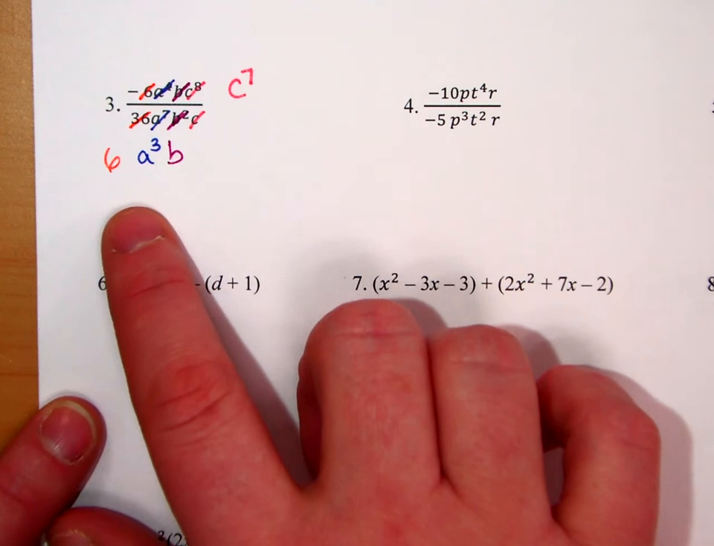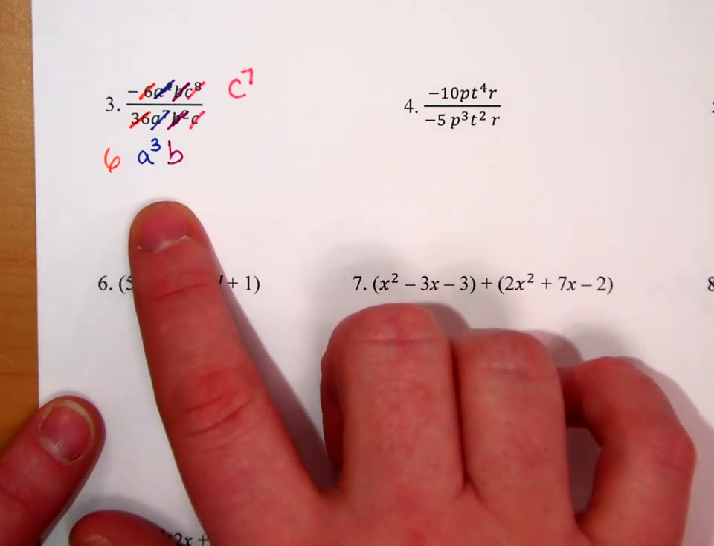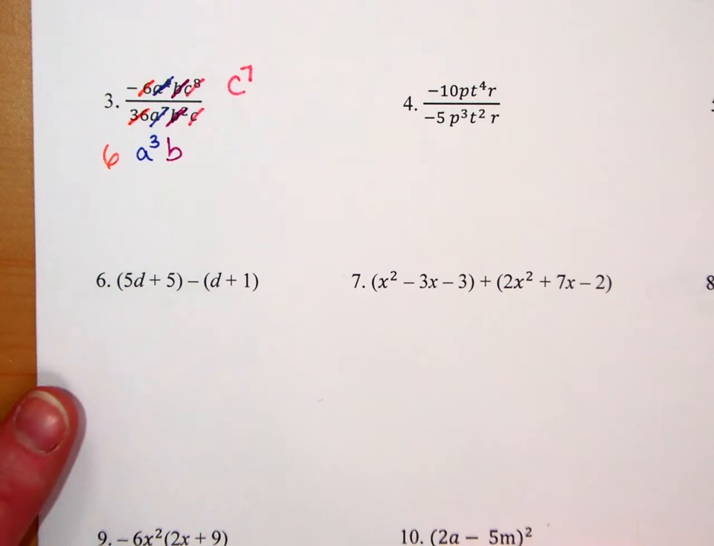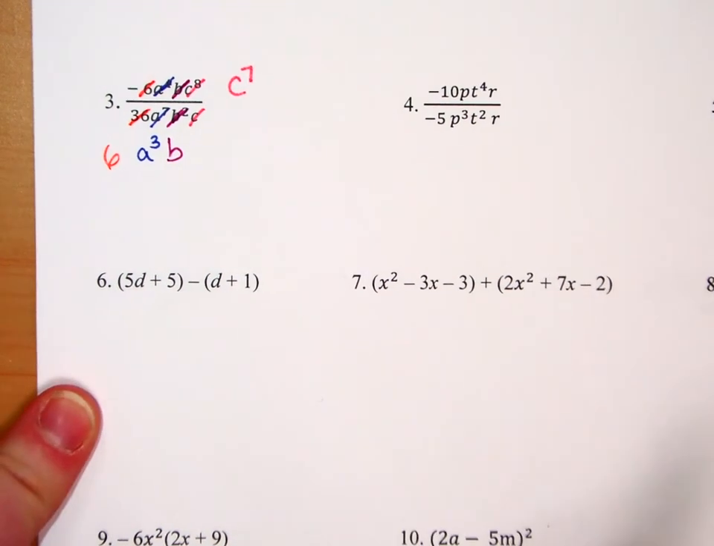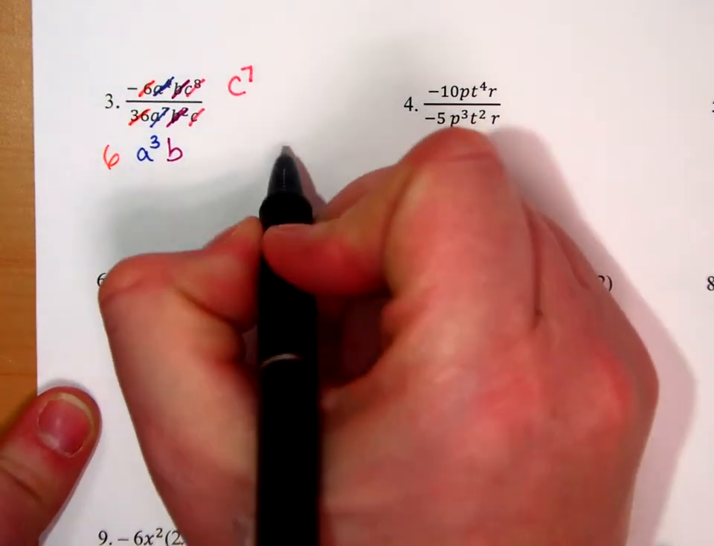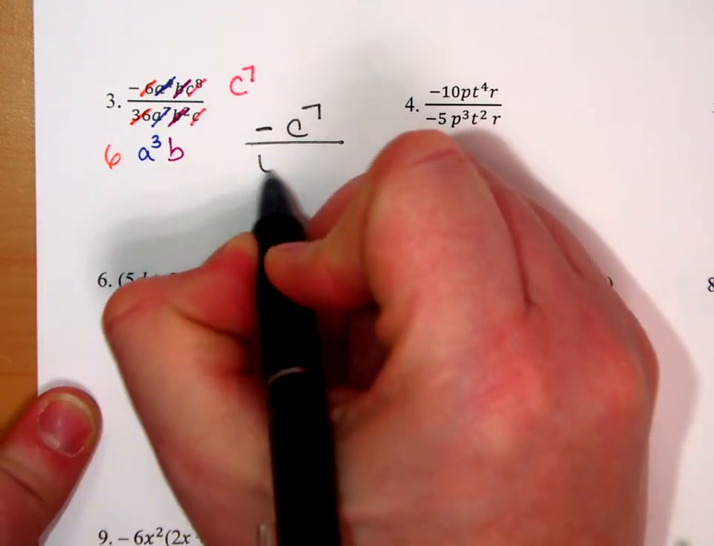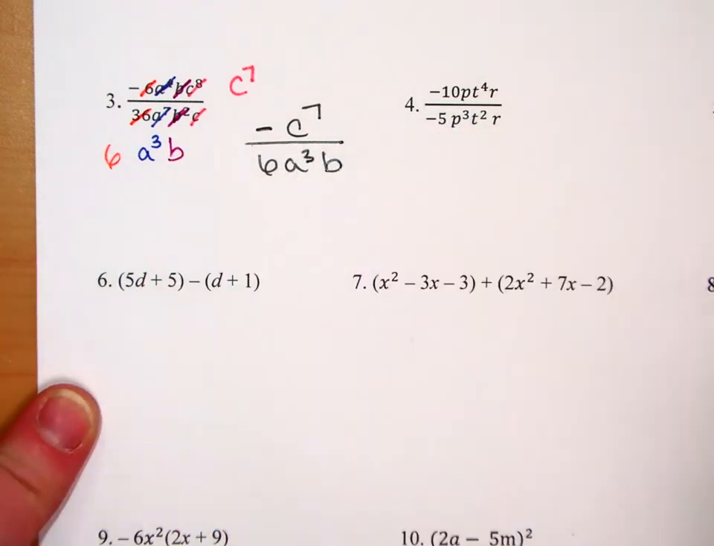What I did is through each color I simplified what was the same on the top and the bottom, divide out common factors. And so my final answer, on top I only have a c to the 7th, so I have a negative c to the 7th, and on the bottom I have a 6a cubed b.